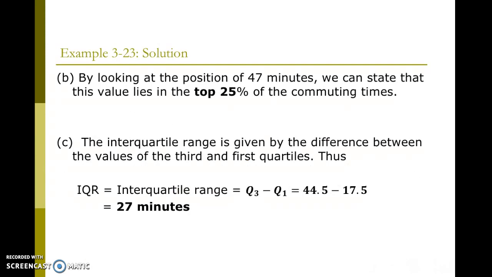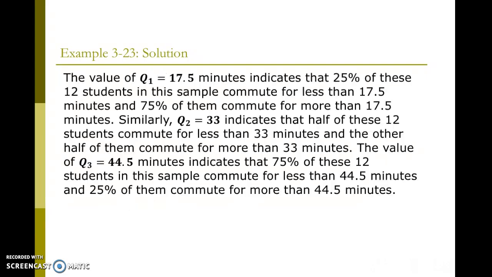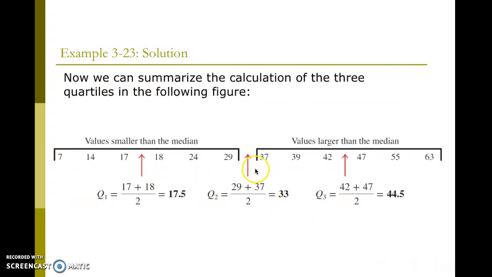If we look at the position of 47 minutes, we can state that this value lies in the top 25% of commuting time. So again, looking here, I wanted to know where 47 was in terms of quartiles. It's in the top quartile, so it's in the top 25% of commuting times.